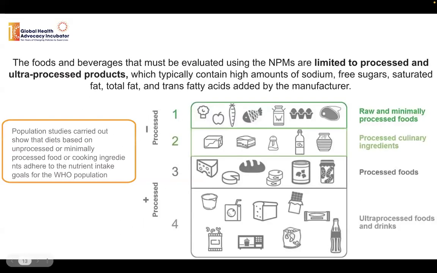This is because we understand that these products, ultra-processed and processed products, have high amounts of sodium, free sugar, saturated fat, total fat, and trans fatty acids that are added by the manufacturer. And also because there are a lot of studies and research that mention that if the diet has natural products and cooking ingredients, it adheres to the WHO recommended intake goals for the population. So that is why we apply the nutrient profile model only to processed and ultra-processed products. Next slide, please.